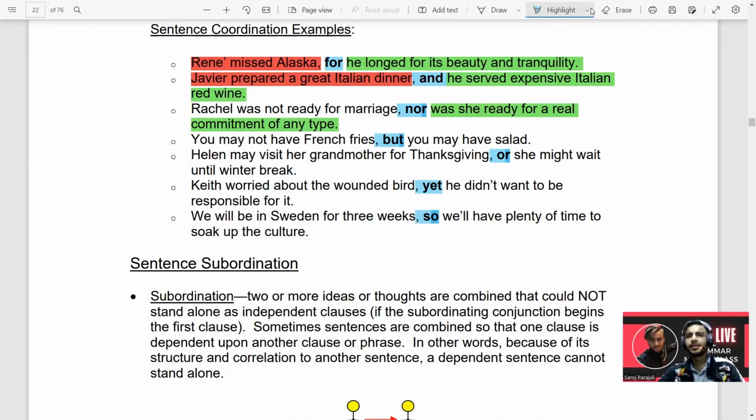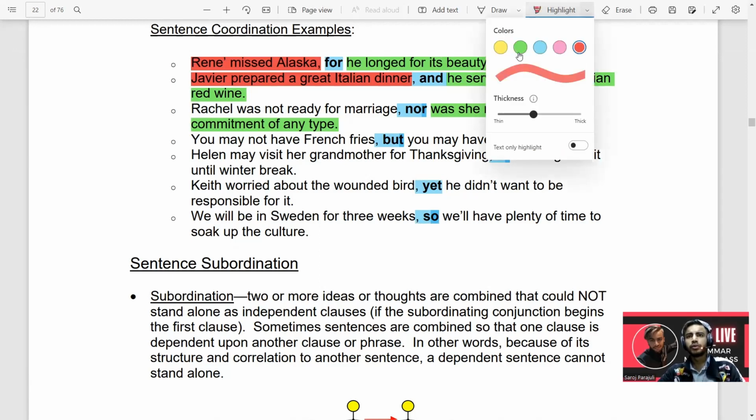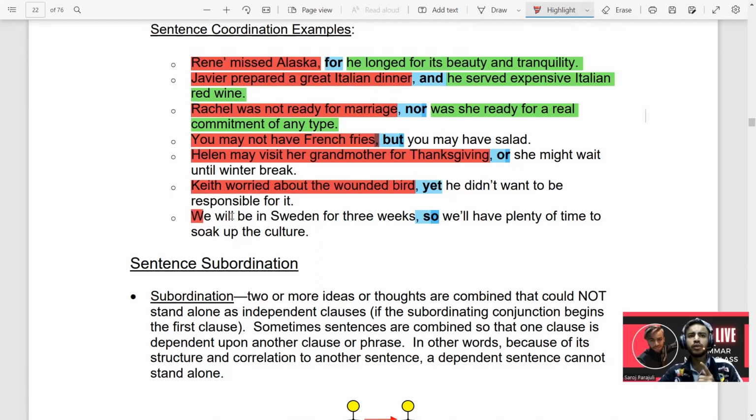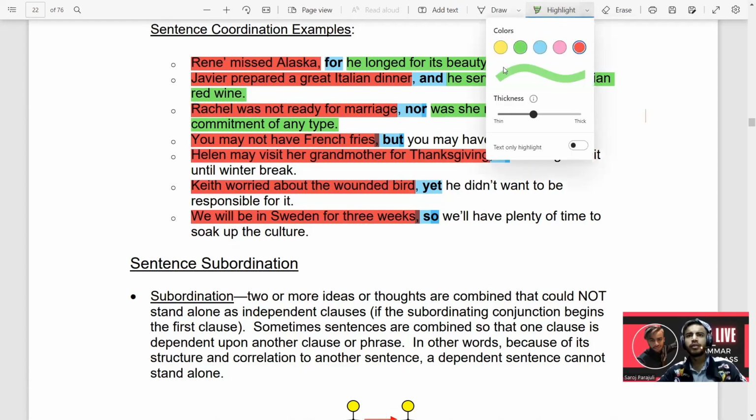Okay, guys. Now let's see. What were the sentences? Now let's first identify the sentences only. Then we will learn how these sentences were formed. At first, let's see what the sentences were. Rachel was not ready for marriage. Another one, you may not have French fries. Another one, Helen may visit her grandmother for Thanksgiving. Another one, Kate worried about the wounded bird. What was another one? We will be in Sweden for 3 weeks. Now let's see another one.